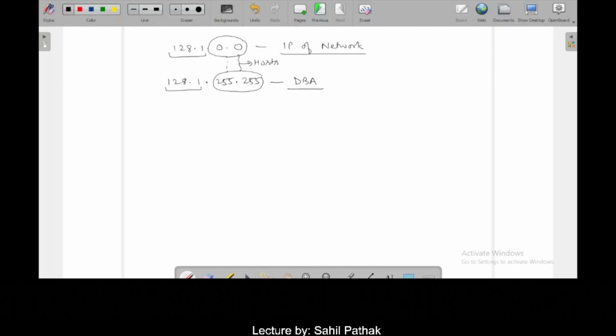Okay, so for network IP, how can you see by looking at any IP address? For network IP, the host part should be all zeros. And for broadcasting, I'm writing the acronym for directed broadcasting address. For this directed, I'm writing it over here also.